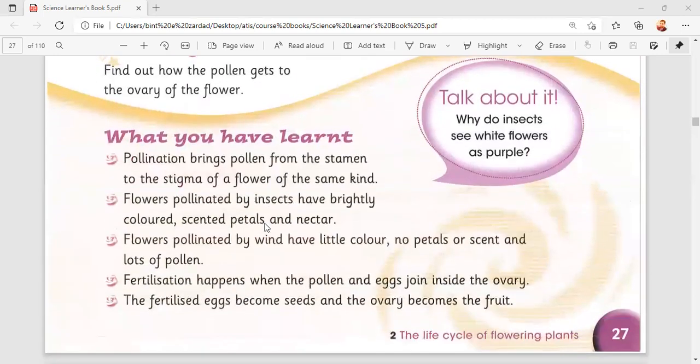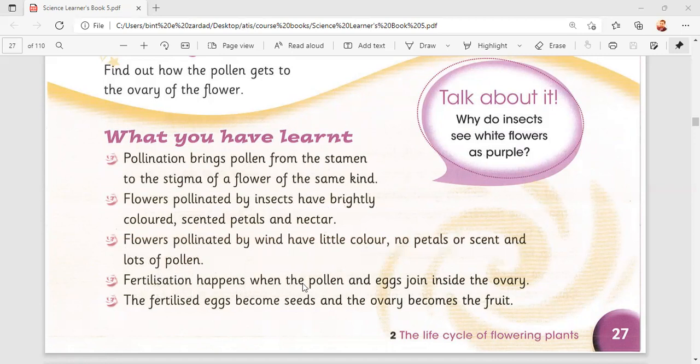What's the summary? What have you learned in this lesson? Very interesting topic. Pollination brings pollen from the stamen, the male part, to the stigma, the female part of a flower of the same kind. Flowers pollinated by insects have brightly colored, scented petals and nectar. Flowers pollinated by wind have little color, no petals or scent, and lots of dry pollen.